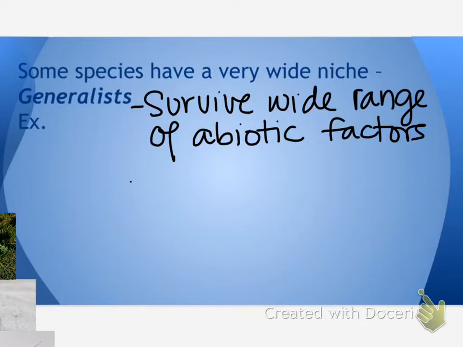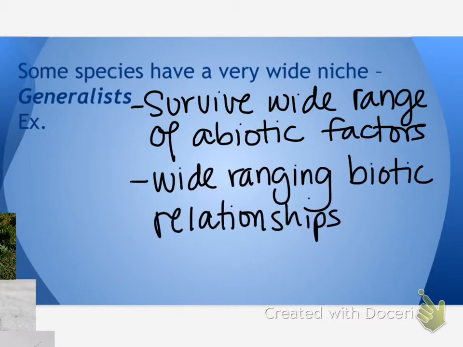Now, it's not just the abiotic factors. These generalists typically have a much wider range of biotic relationships. In other words, relationships to the other living things in their ecosystem. This may mean that they eat a wide variety of foods and that a wide variety of things eat them, but they typically have lots of points of connection in that ecosystem.